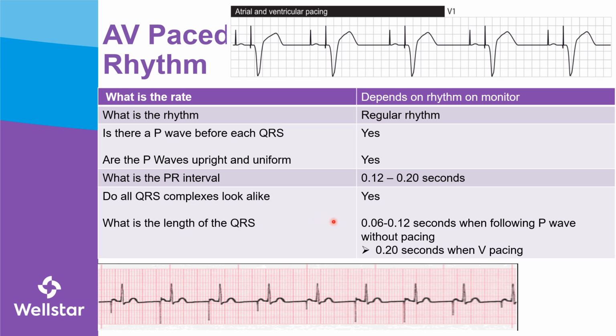Do all QRS complexes look alike? Yes. What is the length of the QRS? 0.06 to 0.12 seconds when following a P wave without pacing. However, when it's ventricular paced, they are greater than 0.12 seconds.